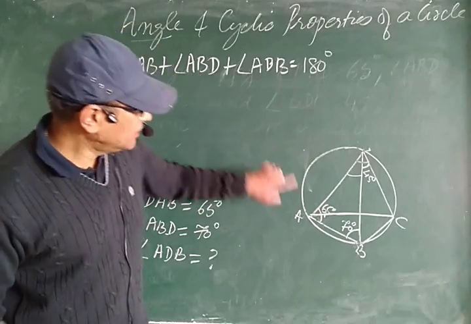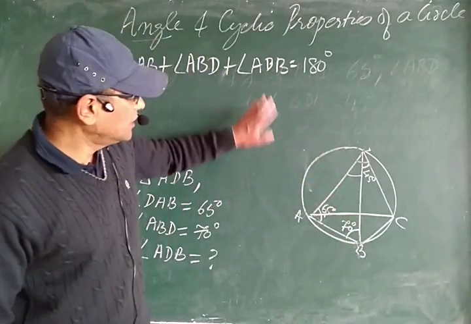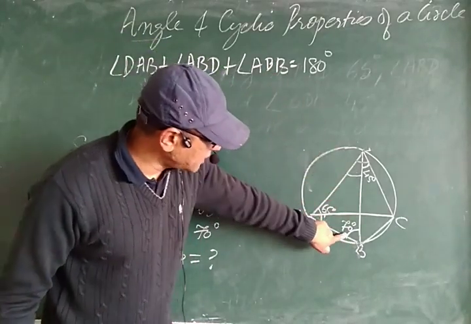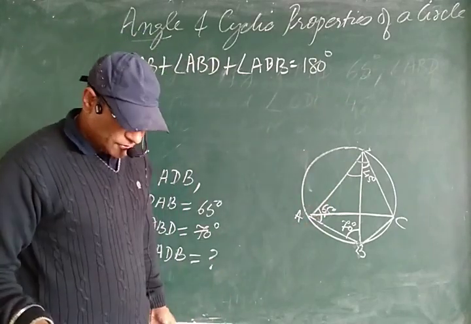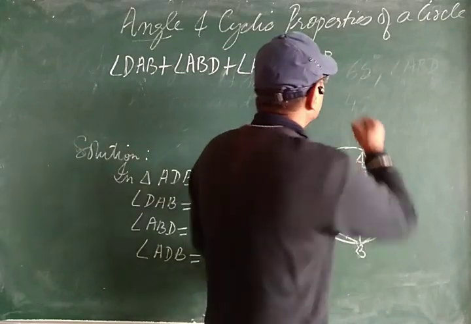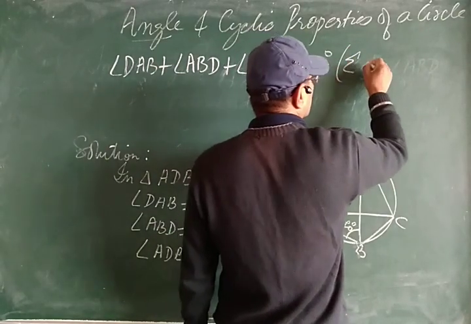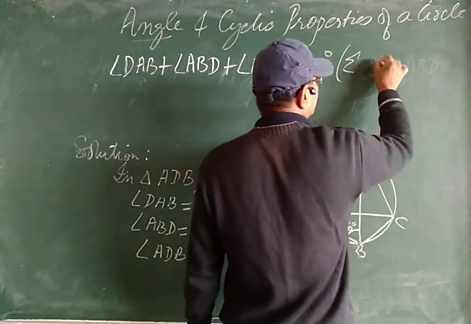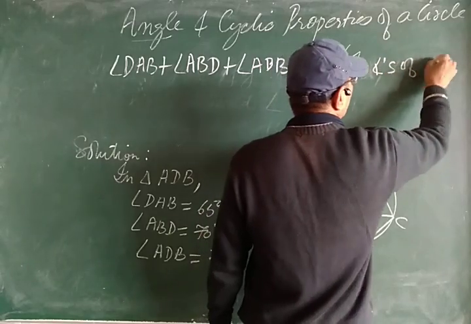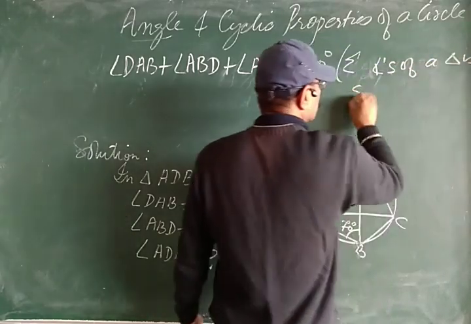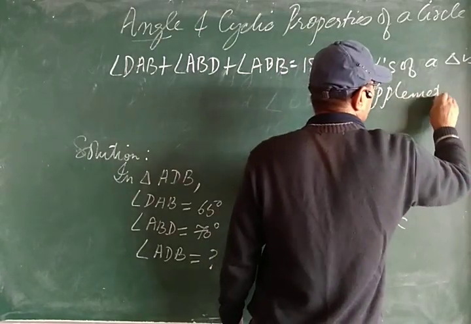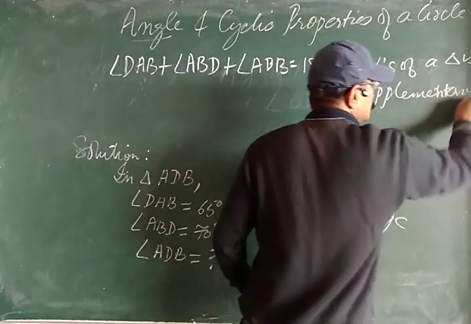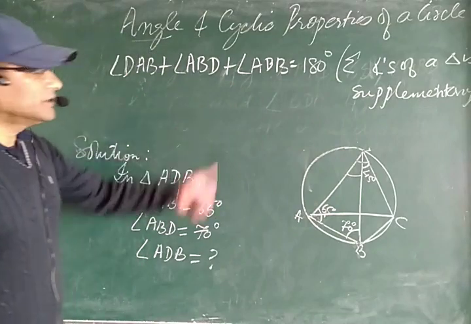ABD, second angle. And ADB, third angle. This angle plus this angle plus this angle should be equal to 180 degrees, because the sum of angles of a triangle is always equal to supplementary. We know that. And it's important that we write the reasons after writing the statements.